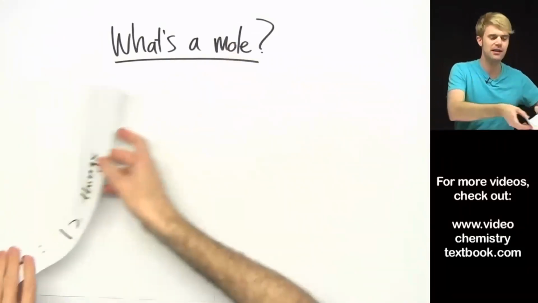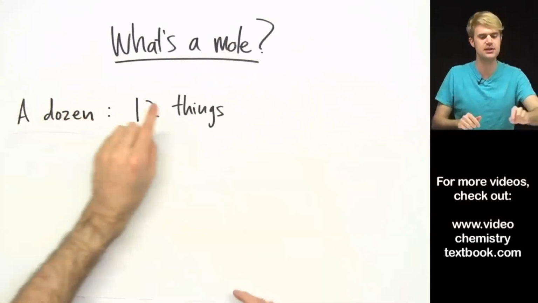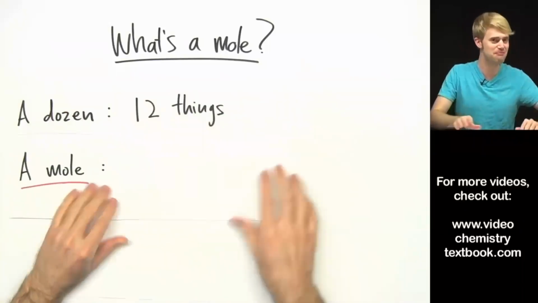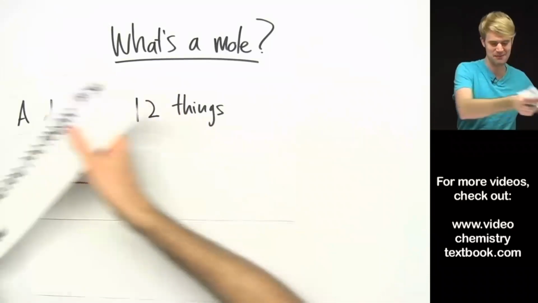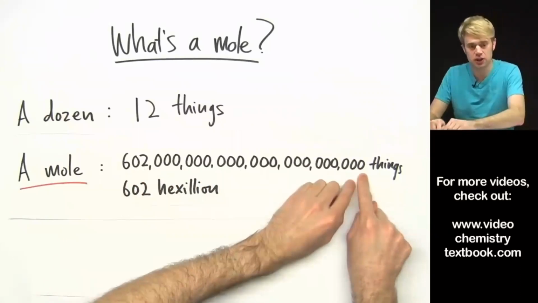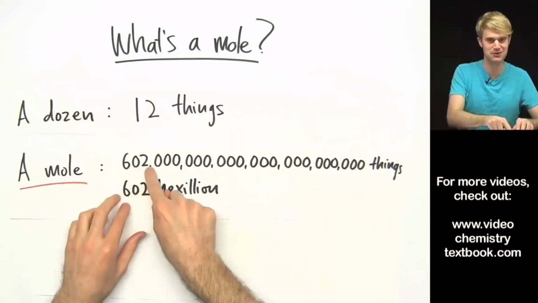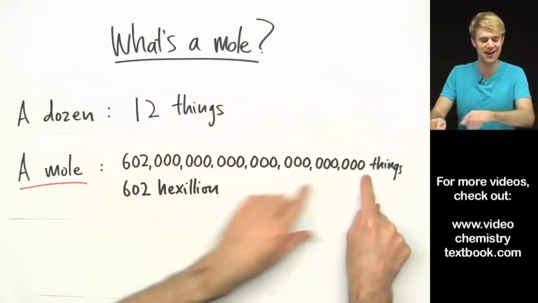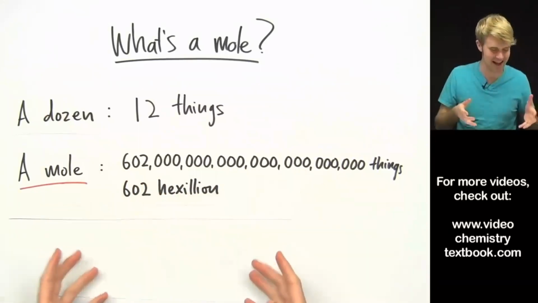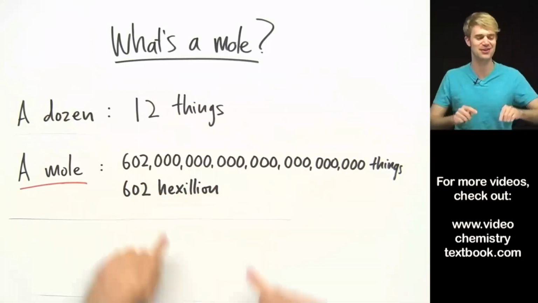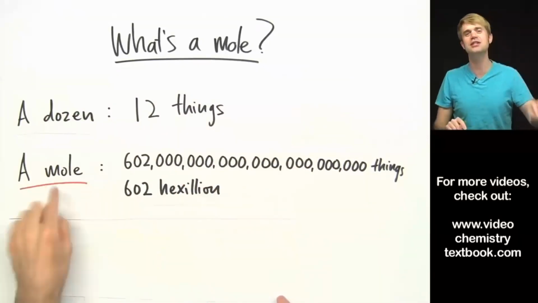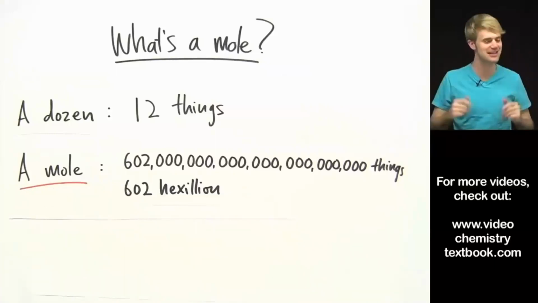Okay? A mole is kind of like a dozen, right? A dozen is the name for 12 things. Now a mole is like this, but it's way bigger than a dozen. In a mole, there are 602 hexillion things. This is 602 followed by 21 zeros. So a mole, like a dozen, is a name for a certain number of things. There are 12 things in a dozen. There are 602 hexillion things in a mole. This is a gigantic number.